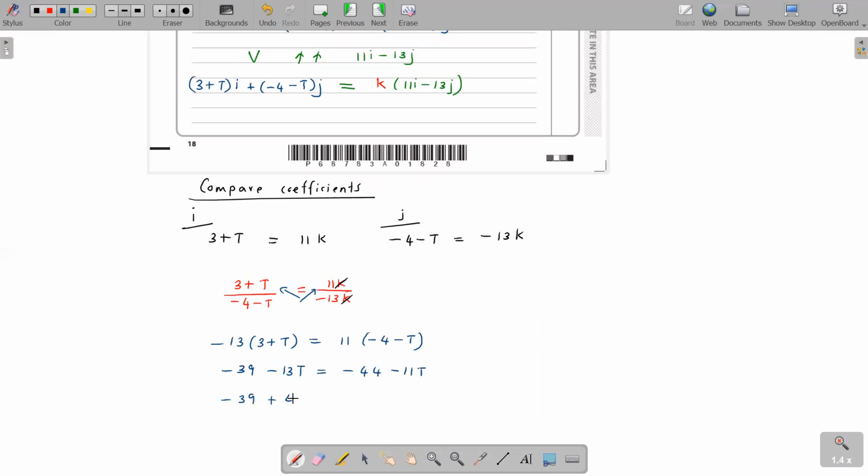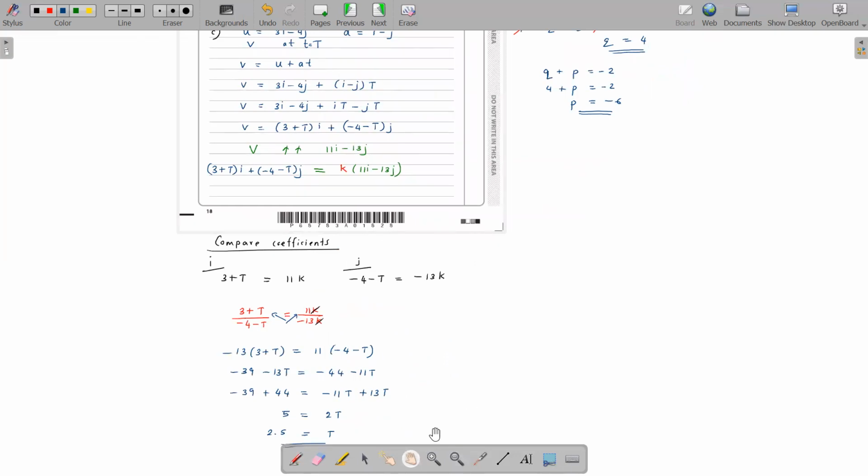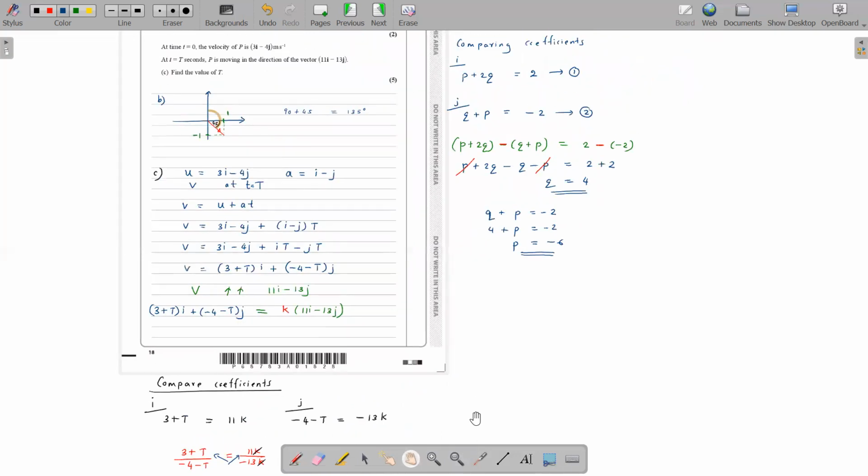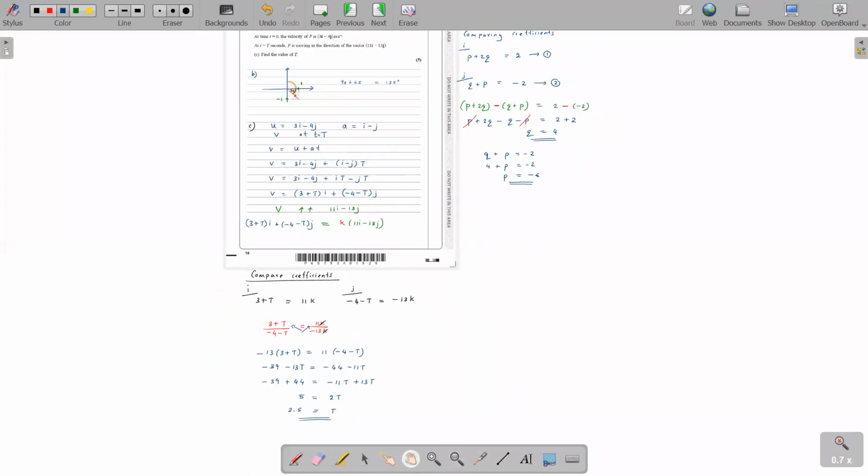Minus 39 plus 44 equals minus 11t plus 13t. What do we get here? 44 minus 39 is 5, right? Minus 11t plus 13t is 2t, which means t equals 5 divided by 2. 5 divided by 2, which is how much? 2.5. So 2.5 seconds. So when t equals 2.5, it's moving in this direction. I hope this is clear with everyone.